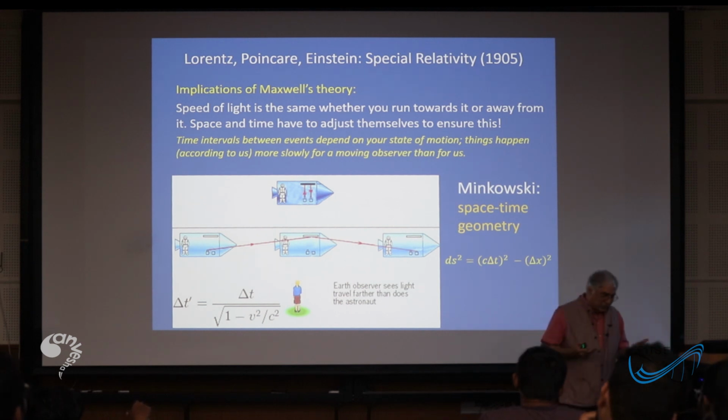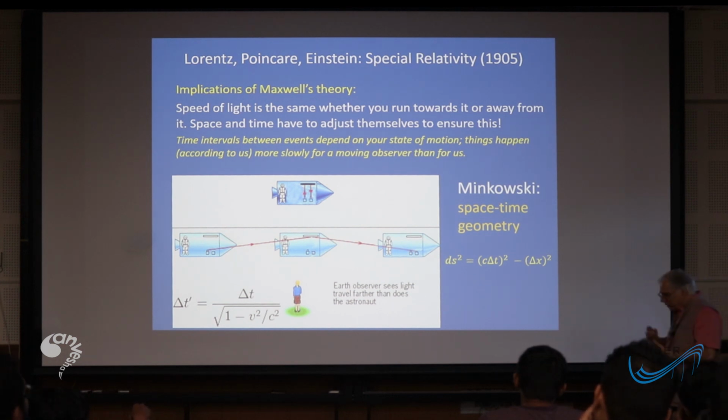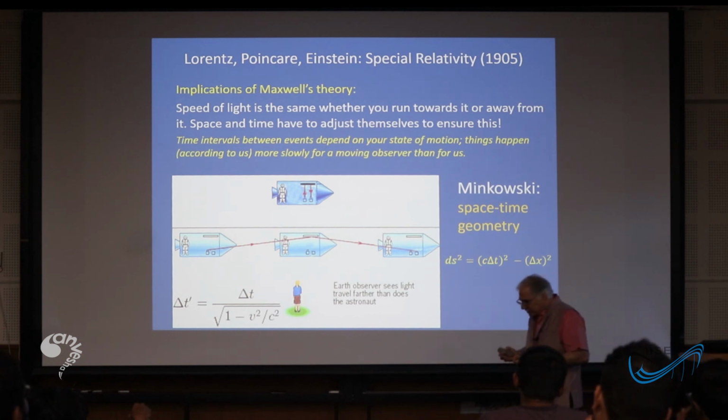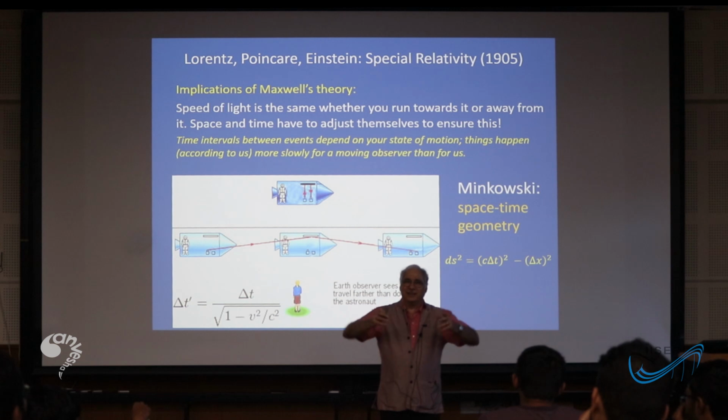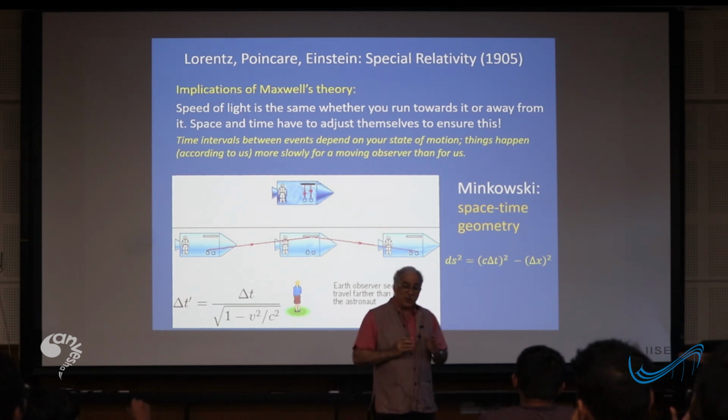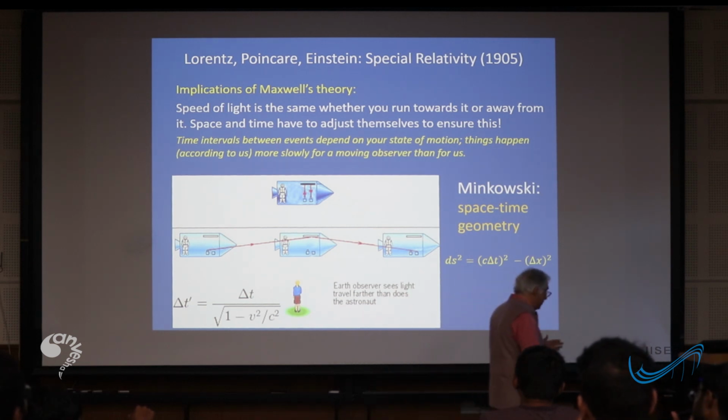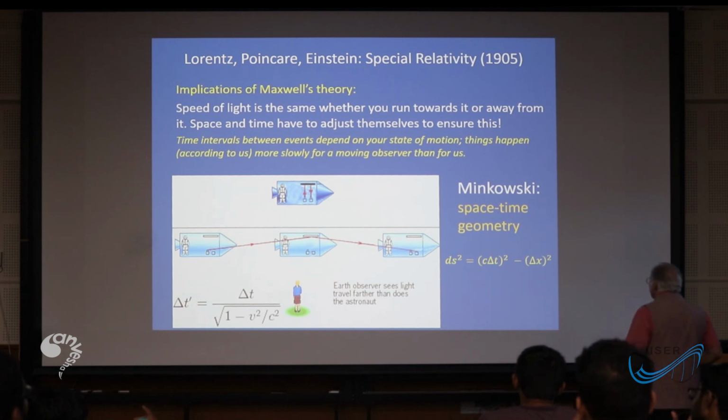Hermann Minkowski, who was Einstein's teacher, understood this type of physics in terms of a geometry. So now we are slowly moving to understanding space and time in terms of a geometry. You see, previously they were not connected objects, okay? So Hermann Minkowski introduced this notion of elementary geometry.